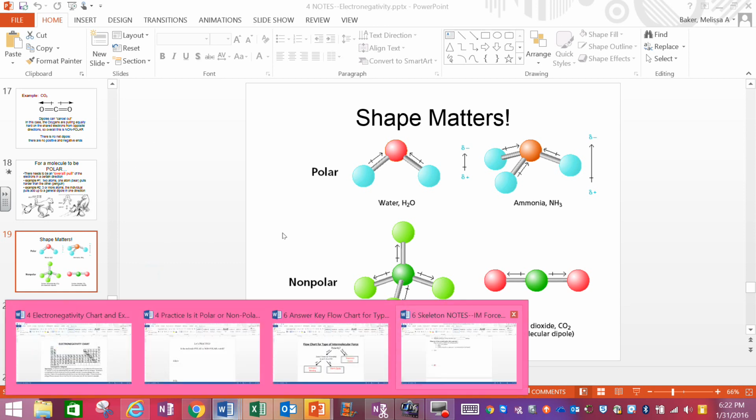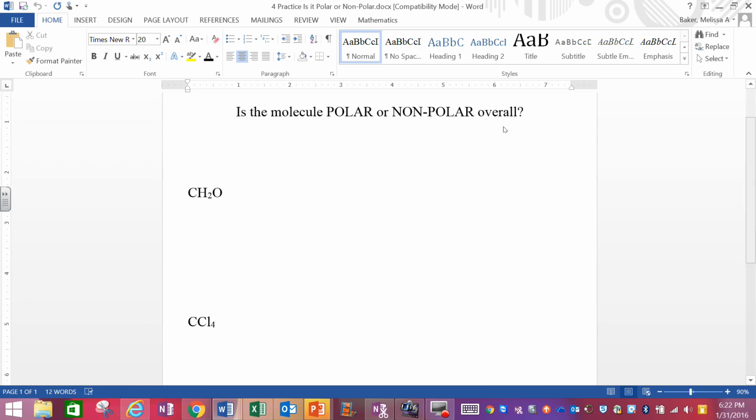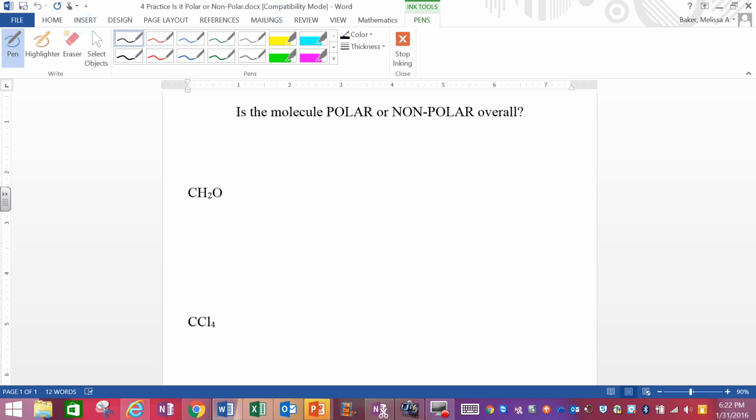So there's a little practice here that we did in class, so let's do this now. We're supposed to figure out if each of these molecules that I've got here would be polar or nonpolar. So let's start with CH2O. So I'm going to draw this guy. The electronegativities are 3.44, 2.55, 2.1, 2.1. So let's look at the carbons and hydrogens first. The difference here is 0.45. That means there's an equal sharing between the carbon and the hydrogens.